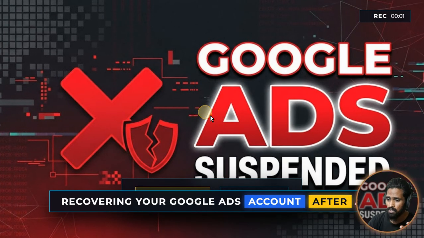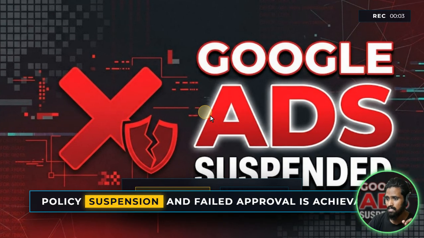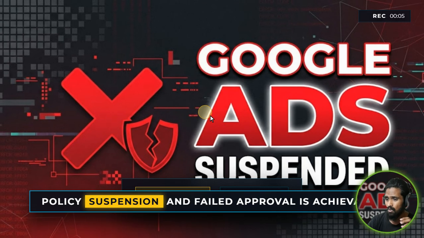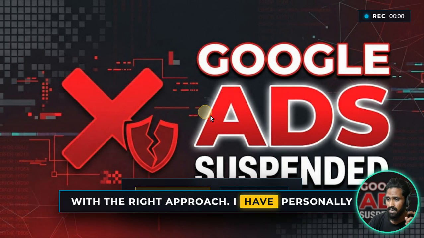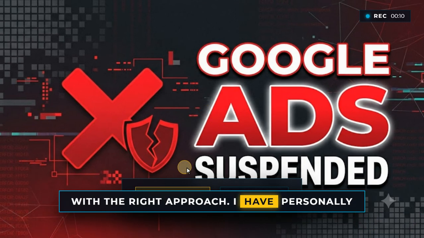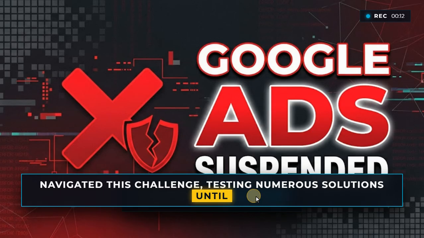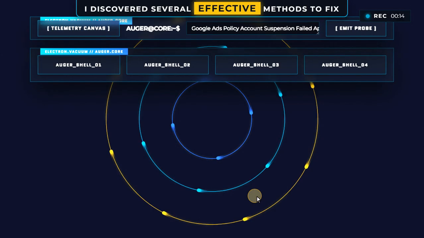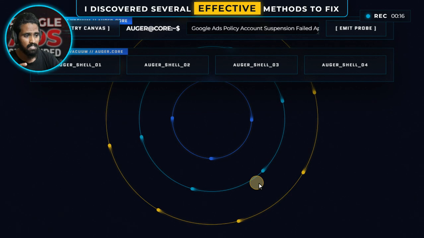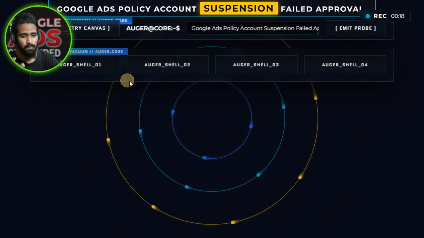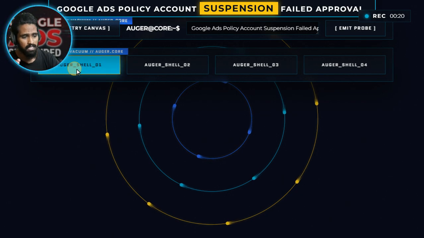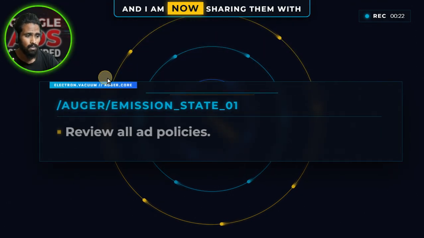Recovering your Google Ads account after a policy suspension and failed approval is achievable with the right approach. I have personally navigated this challenge, testing numerous solutions until I discovered several effective methods to fix Google Ads policy account suspension failed approval, and I am now sharing them with you.